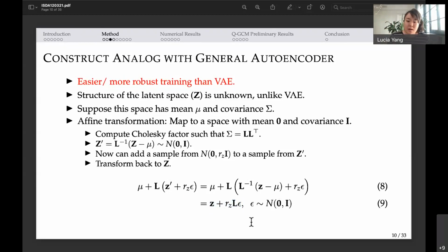you still sample from the standard normal distribution, but then just apply the Cholesky factor in front of it to generate a noise that has the same covariance structure as that latent space. So this is how you would generate analogs using a general autoencoder.